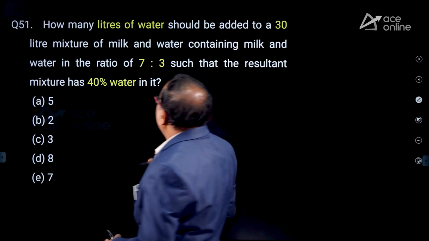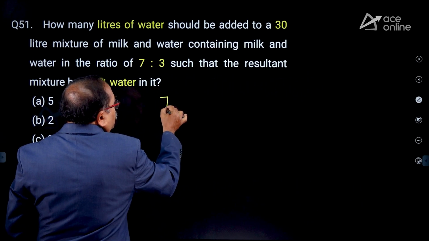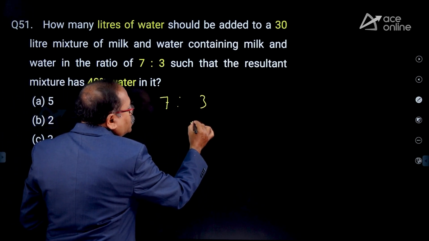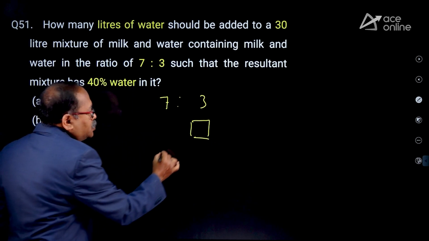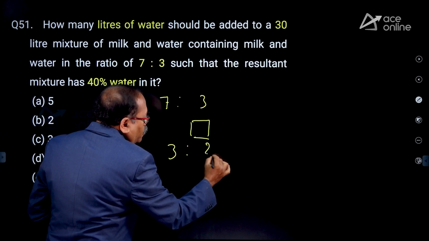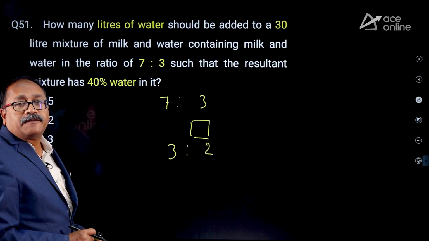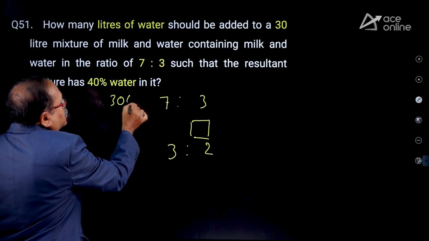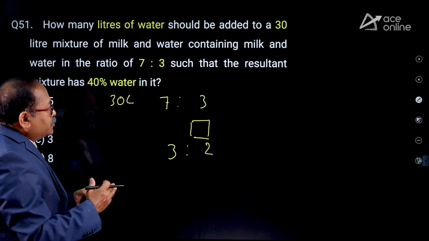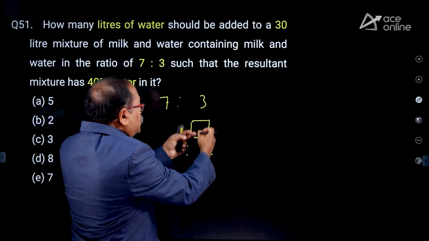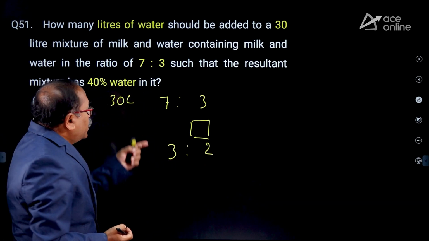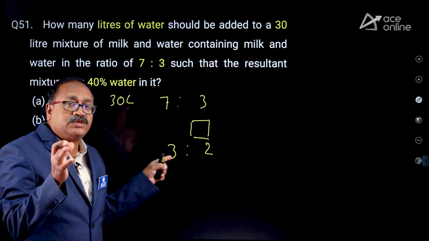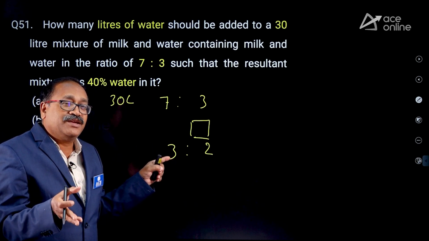So let me write down this part. That is, initial value is 7:3. Now how much water should be added so that the ratio will become 3:2. 40% here, 60% here. And the total here is how many liters? That is 30 liters mixture is there. So in questions like this, there is only change in the water. Therefore, I will make these two equal. Here this milk and this also represents milk. I'll make these two equal.